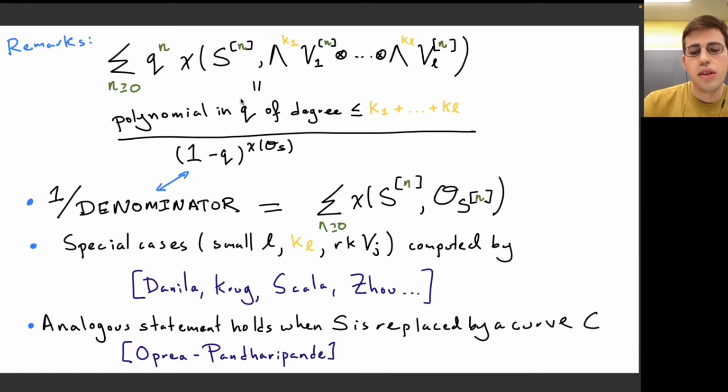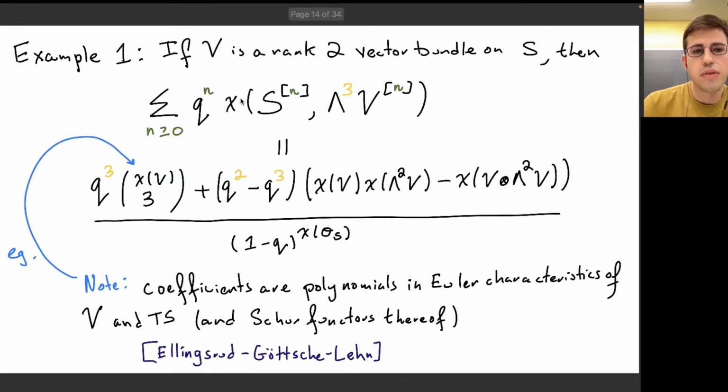Great. So let's see another example. This is the first positively numbered example. So if I take some rank 2 vector bundle on the surface, and I look at the sum over all n of q to the n of the Euler characteristic of the third exterior power of the associated tautological bundle over the Hilbert scheme of n points, then what do I get? Well, I get the following expression. So I get some rational function, and the denominator is 1 minus q to the chi of O_S, and the numerator, as you'd expect from the theorem, is some polynomial of degree matching the degree of the exterior power we've taken. In this case, it's 3.